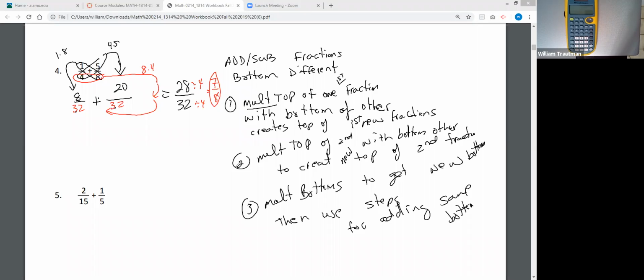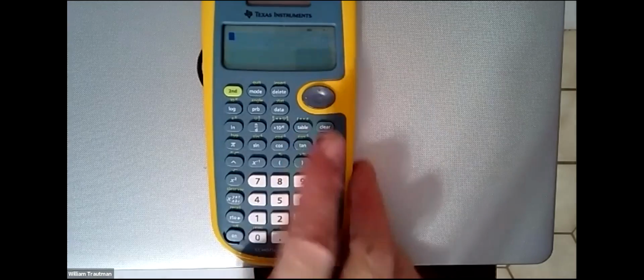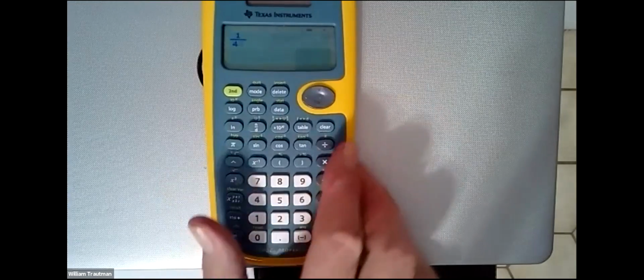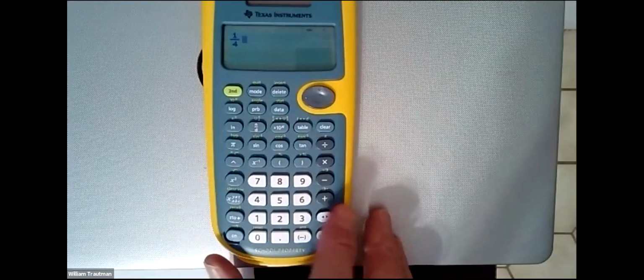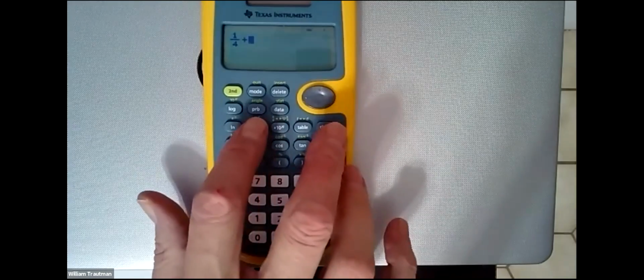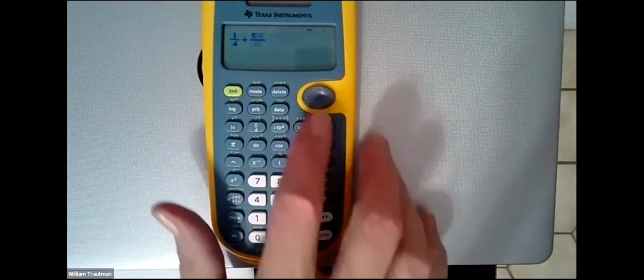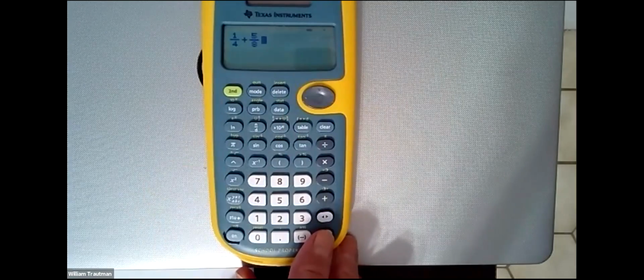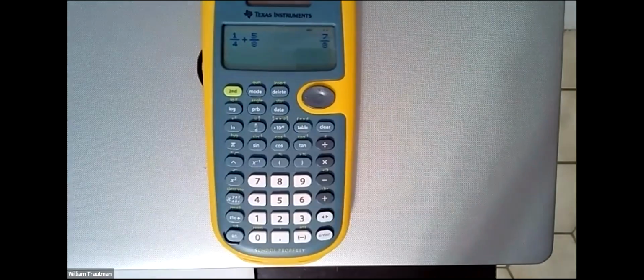All right, so let me go to the calculator. 1/4 plus 5/8. Fraction 1/4 plus fraction 5/8. And when I hit enter, I get 7/8, the same thing we just got.